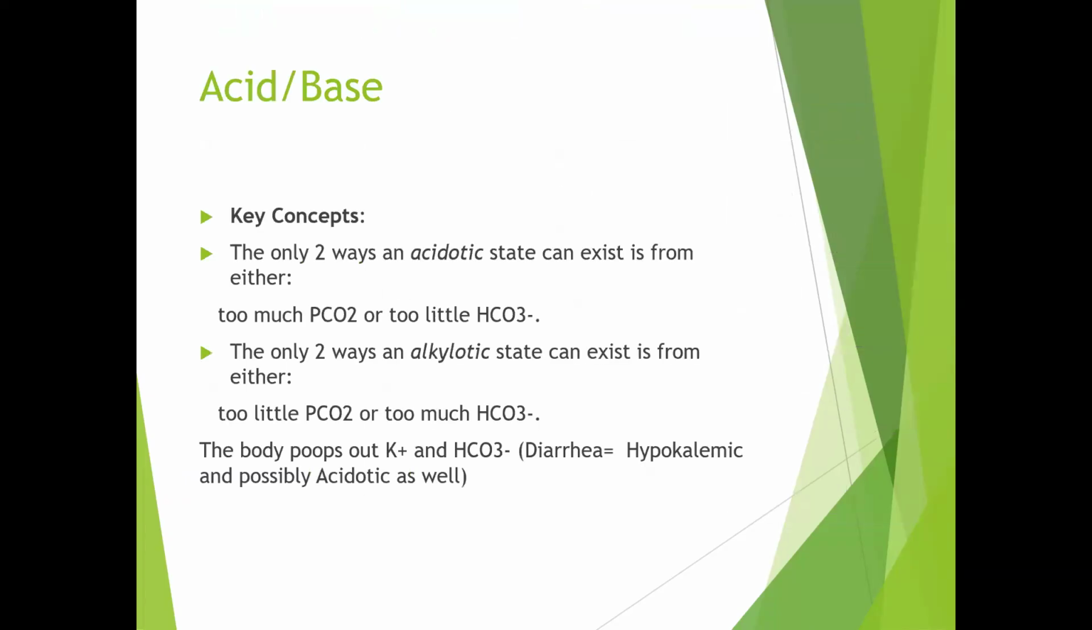So acid-base, key comments. The only ways to acidosis are too much CO2 on the respiratory side, or too little bicarb on the metabolic side. Alkalotic, same problem: too much bicarb on the metabolic side, too little CO2 on the respiratory side. And you've got to remember the body poops out potassium and bicarb. So diarrhea could make you hypokalemic, we talked about that, and also a non-anion gap metabolic acidosis, because nothing changes on the gap. That's why we check the anion gap, just to find the villain.